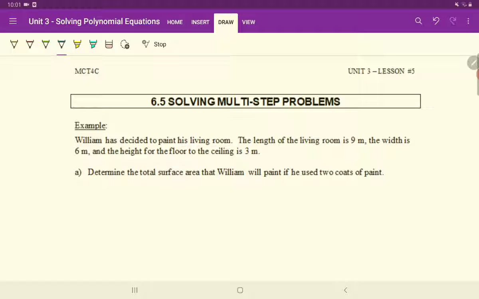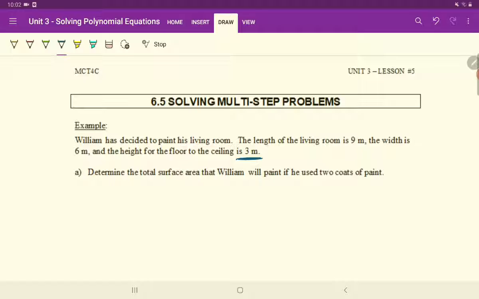William has decided to paint his living room. The length of the living room is 9 meters, the width is 6, and the height from the floor to the ceiling is 3 meters. Determine the total surface area that William will paint if he used 2 coats of paint. This is an excellent question that pertains to real life if you were doing any sort of painting. So let's break this down. We have to determine the total surface area that William will paint if he uses 2 coats.